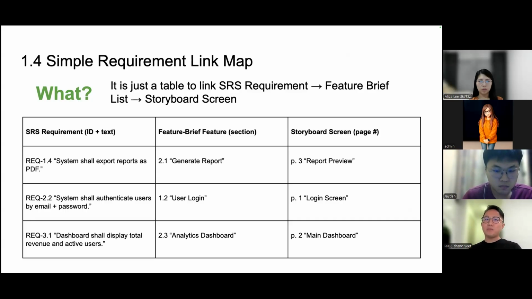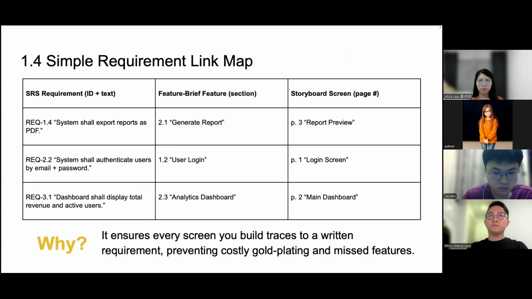The second one, I would say, is to make sure that when you link back to the items inside your SRS, you can know which SRS item you forgot to produce the feature brief for, and also the storyboard screen. So basically, it helps you to track every item from the upstream to the downstream level, right? And why are you doing this? As I mentioned, I'll read out here, it is to ensure every screen you build traces to a written requirement and prevents costly gold plating. I would say more importantly, you prevent missed features.